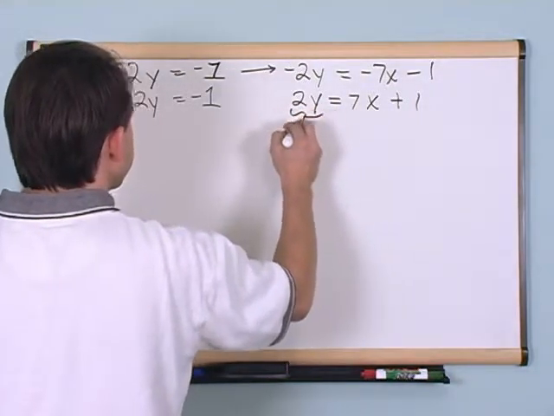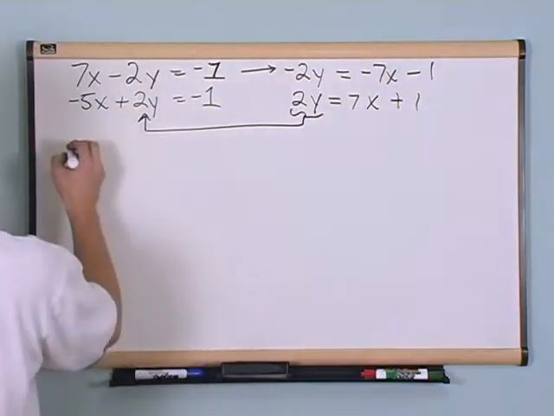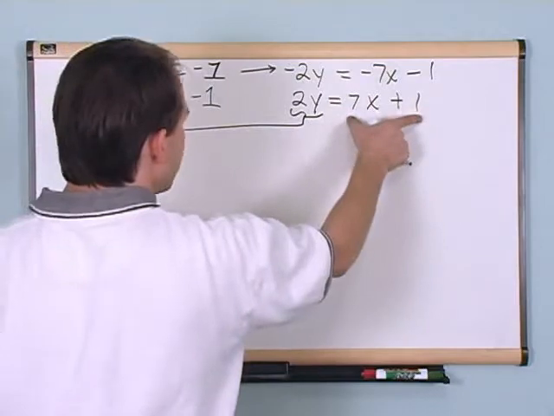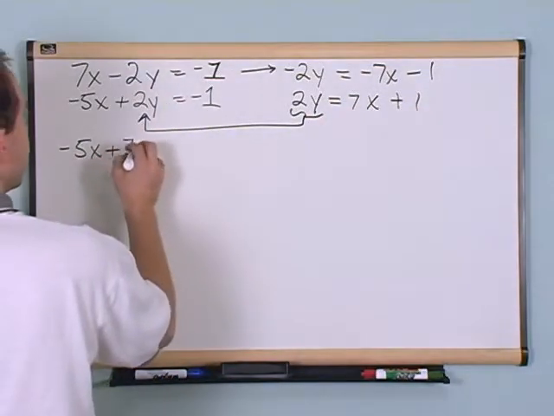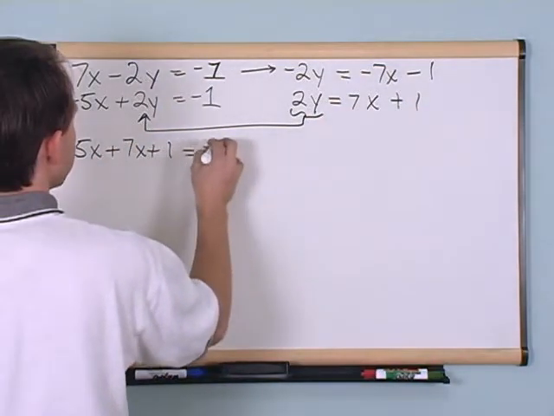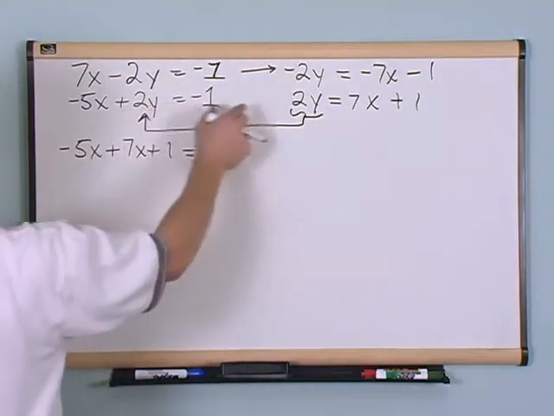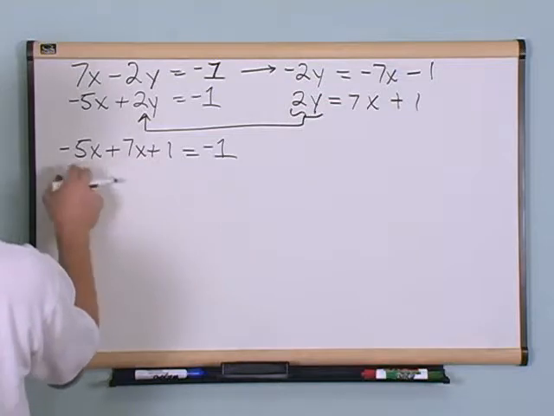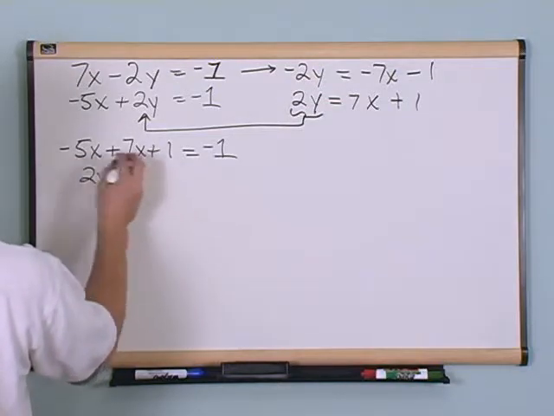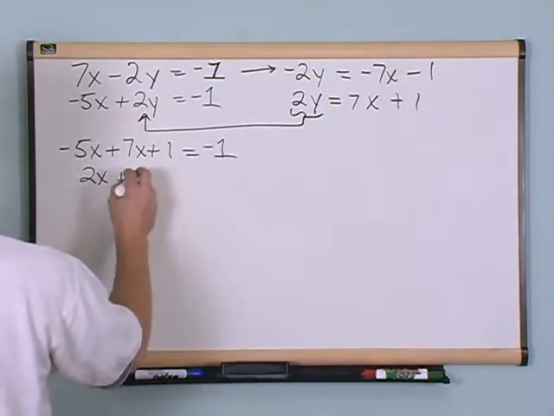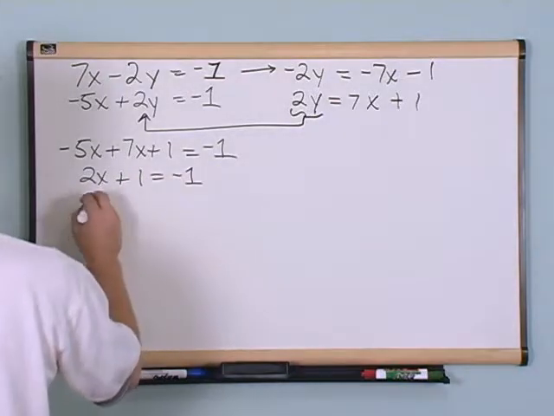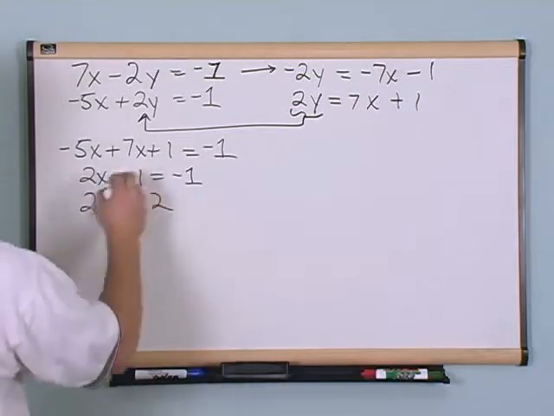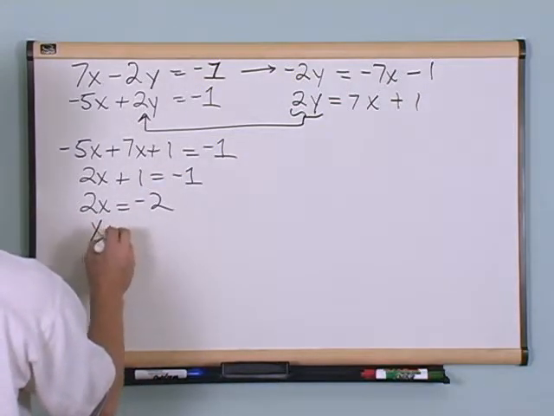And I can take this and plug it into here. So let's do that. Negative 5x plus 2y, and 2y is equal to this, 7x plus 1, equals negative 1. All I did was solve for 2y and plug it in there. I can simplify this. That's just going to be 2x, negative 5x plus 7x, plus 1 equals negative 1. 2x equals, pull my 1 over here, negative 2. Just subtract 1 from both sides. x is just equal to negative 1.